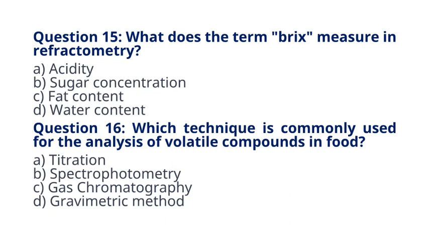Question 16. Which technique is commonly used for the analysis of volatile compounds in food? A. Titration. B. Spectrophotometry. C. Gas chromatography. D. Gravimetric method. The correct answer to question 16 is option C. Gas chromatography. Explanation: gas chromatography is a suitable technique for analyzing volatile compounds in food.